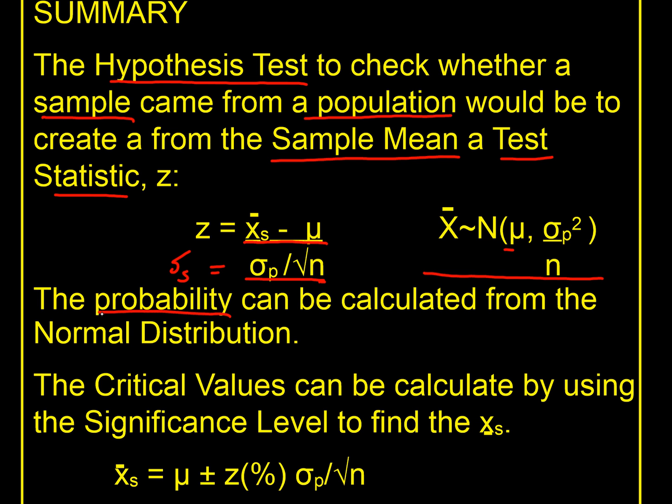We can calculate the probabilities from the normal distribution and compare probabilities that way, or we can find the critical values by working the calculation the other way around, from our significance level into our Z value, and it's going to be our mean plus or minus the Z times our standard deviation, the population standard deviation over root n.